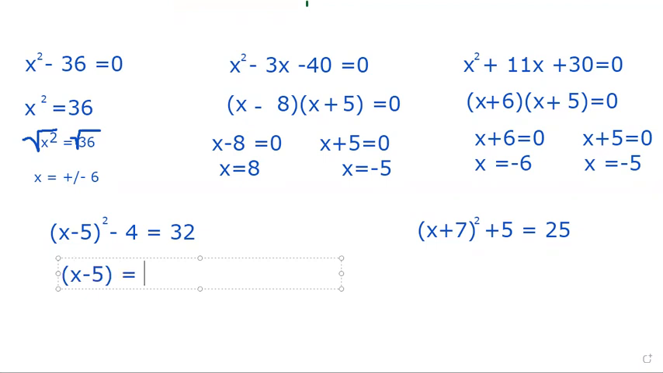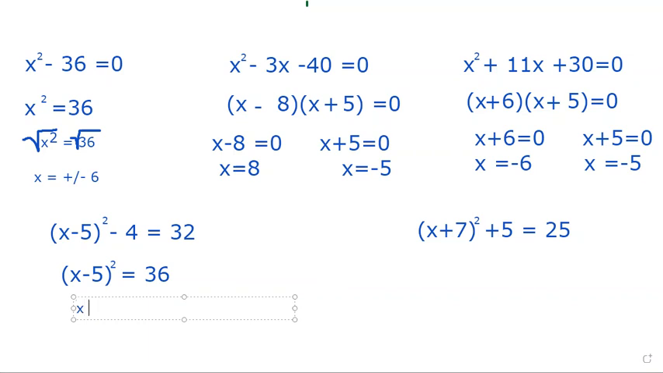So now 32 plus 4 is going to give us 36. I'm going to say this again. That was a negative 4. When we moved it to the other side and added it to the other side of the equation, that was going to give us a positive 4. 32 plus 4 gave us 36.